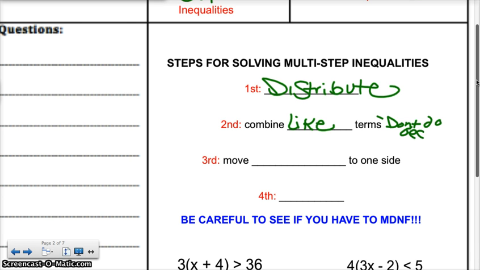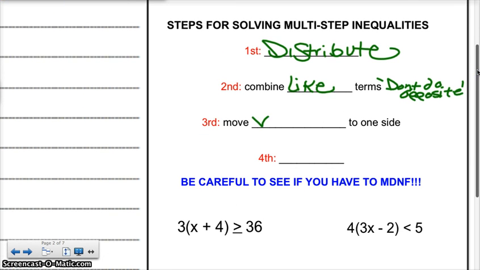I'm going to tell you, don't do opposites. So many kids do the opposite at this step. You only do the opposite if you're moving to the opposite side. You do not do the opposite if you're combining on the same side of the inequality symbol or the equal sign.